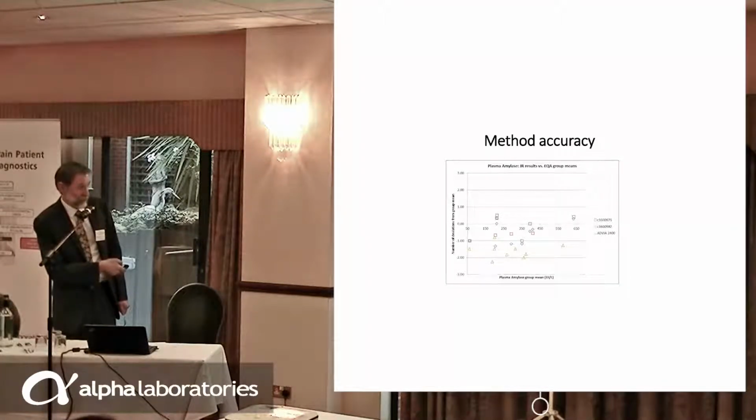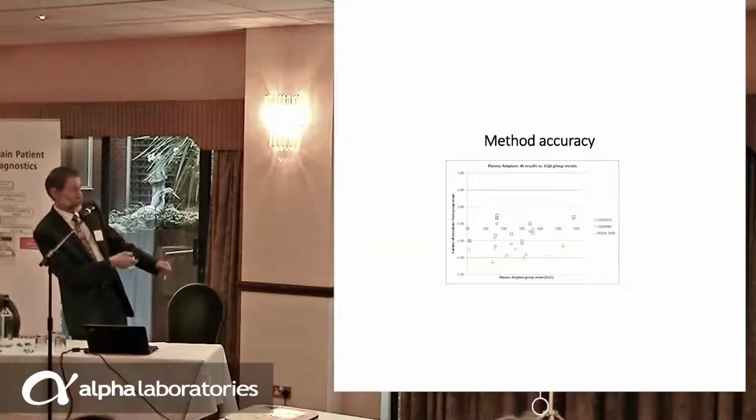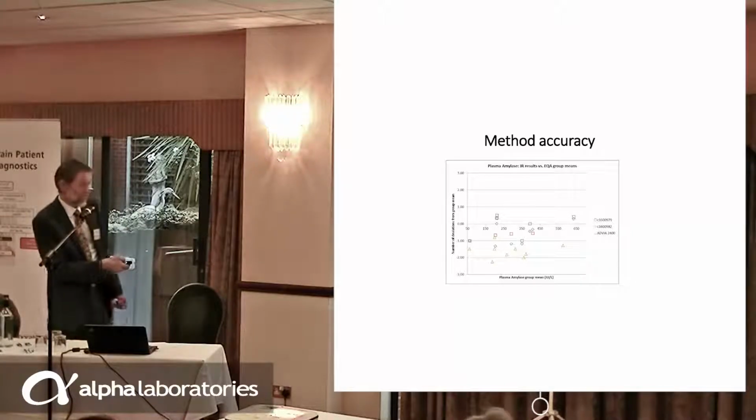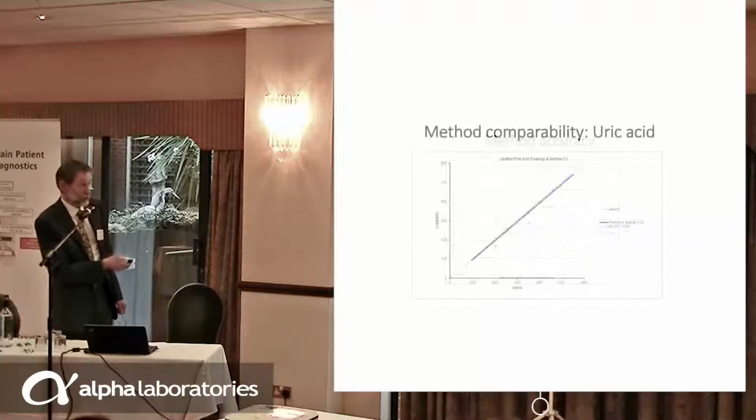Here's our old analyzer which had a method-dependent bias. This is amylase, sorry, I should have pointed out. So with amylase you're comparing to the all-group mean. And the Architects, the C16000s that we were analysing here, are clustered around the consensus value, with most of them falling within ±1. So that's, I think, acceptable performance.